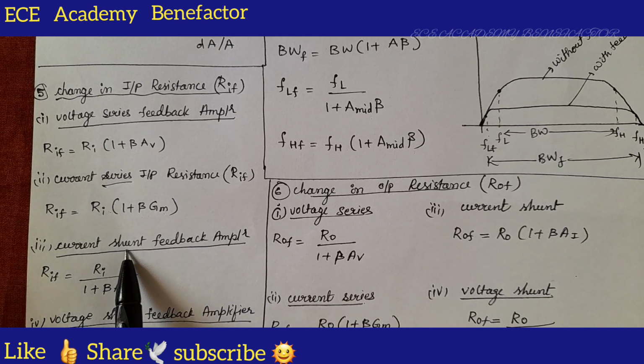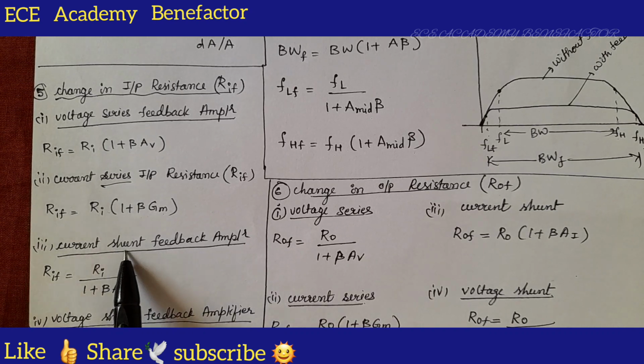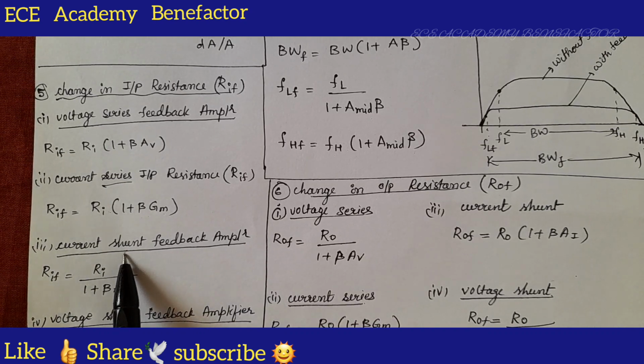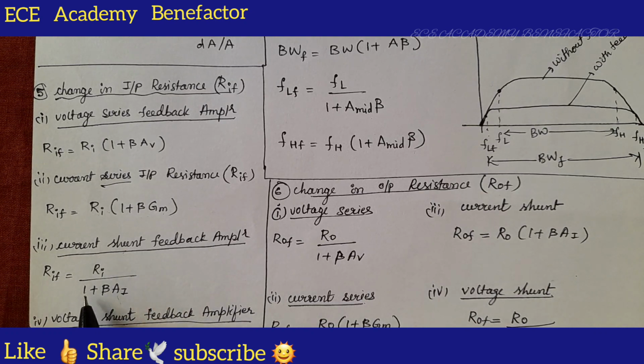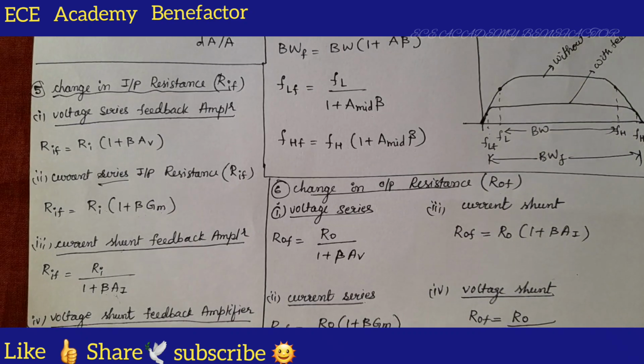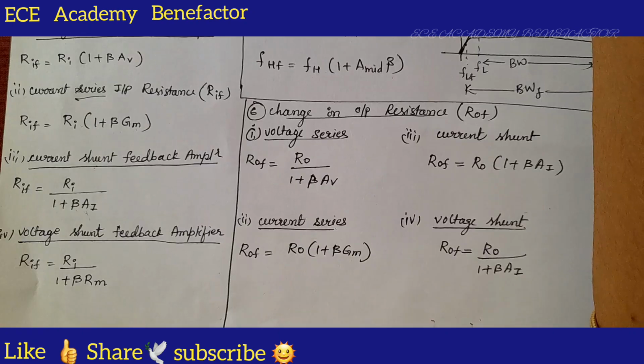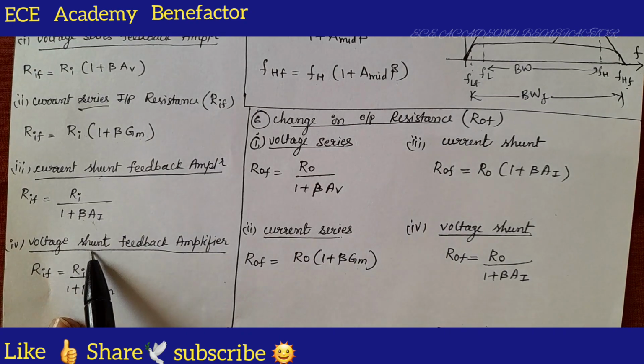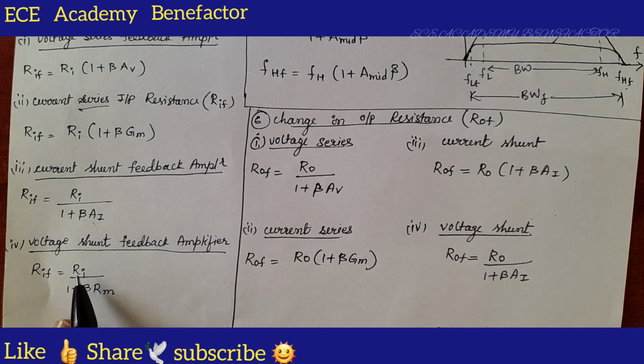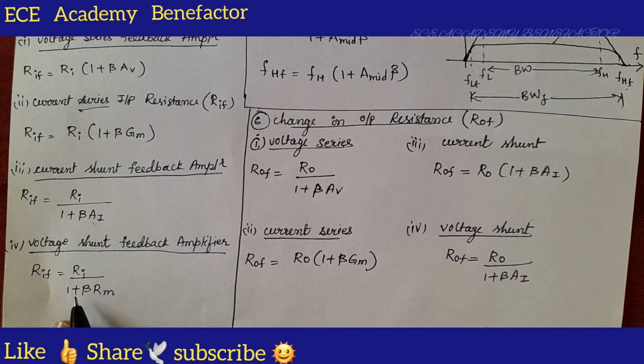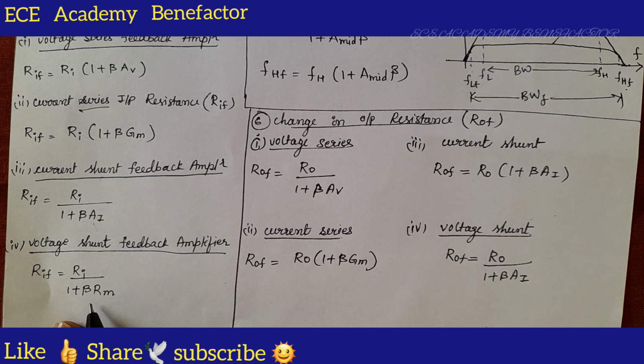For current shunt, the second word here is shunt. Shunt means parallel connection, so it will be reduced. So RIF is RI by 1 plus beta AI. Now coming to voltage shunt, it is shunt connection. Shunt connection means resistance will reduce. So it will be RI by 1 plus beta RM.